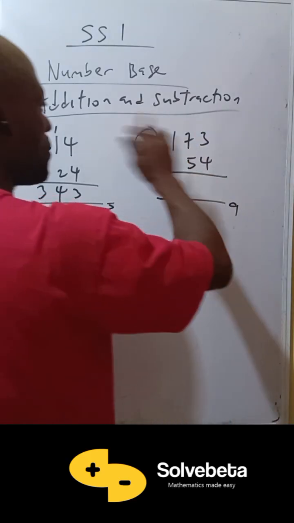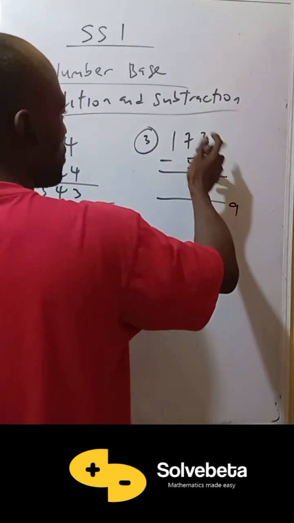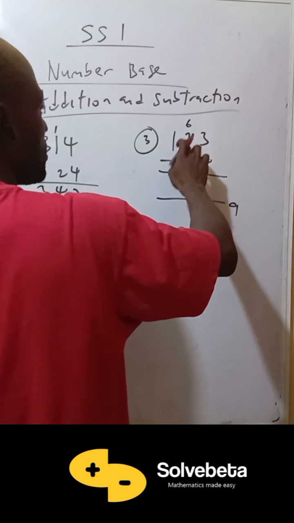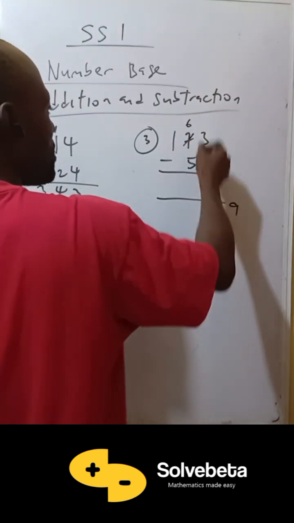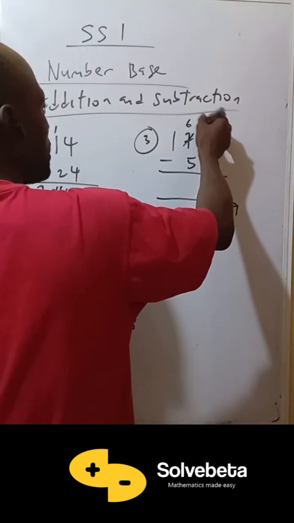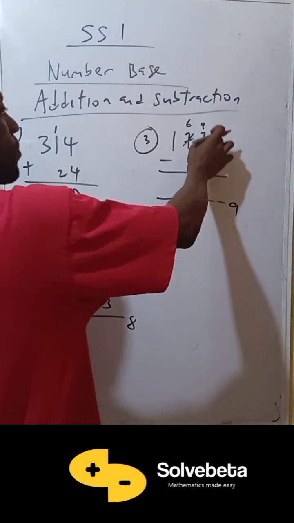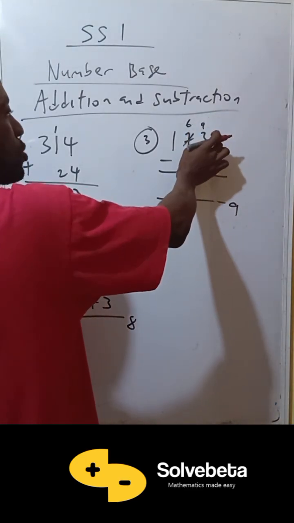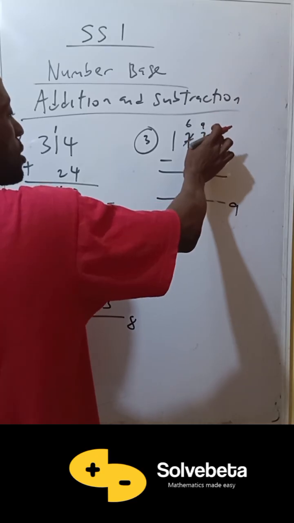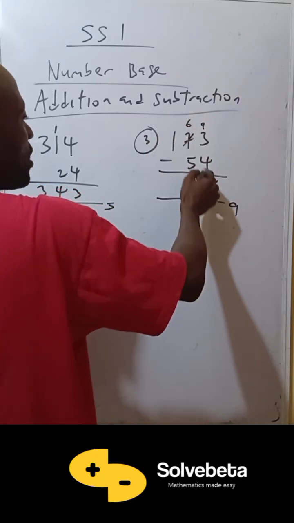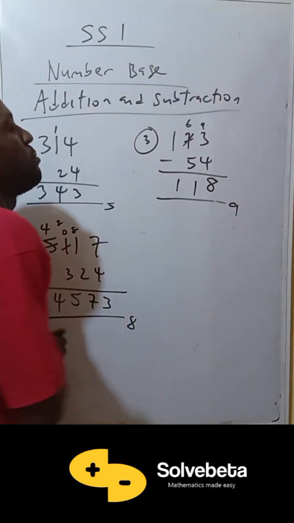3 minus 4, we have to borrow. When we borrow 1 from this one becomes what? 6. Then that one that we borrow, because we're in base 9, it will become what? 9 here. 9, are you seeing it? But there's still 3 here. 9 plus this 3, we add to this one. 9 plus 3 is what? 12. 12 minus 4 is now what? 8. 6 minus 5, 1. This is 180 base what? 9.